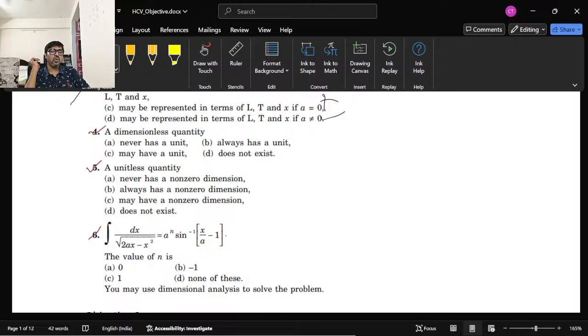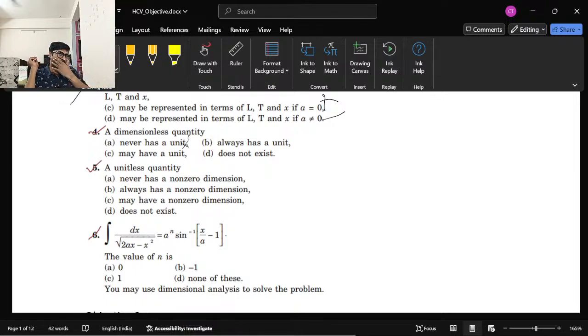Has got no unit? No, angle has the unit, no? Degree or radian, the mathematical unit is radian. So "never has a unit" is wrong. A dimensionless quantity can have a unit. "Always has a unit" is also wrong.